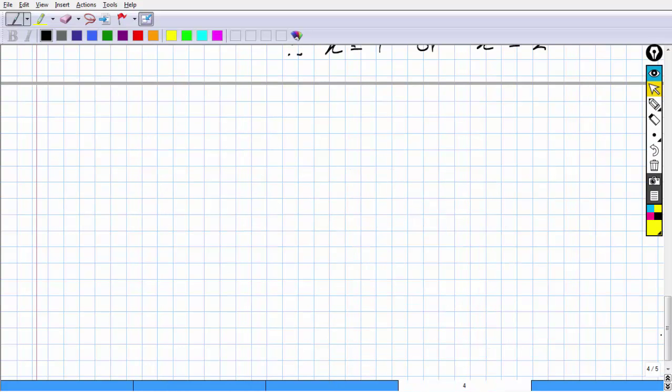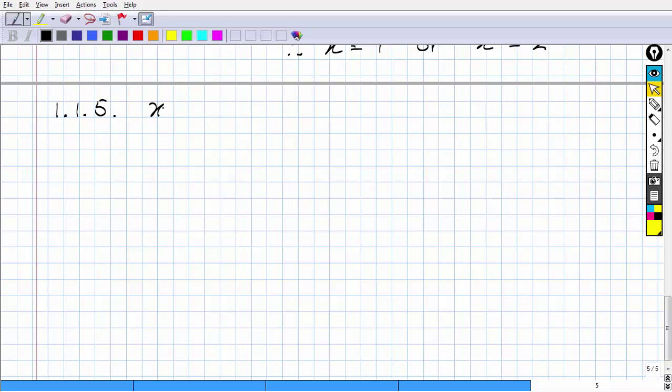Okay, so we look at question 1.1.5, and we see it says we have x squared plus 7x must be less than 0. Now, this little guy over here tells us that we must have a number line.